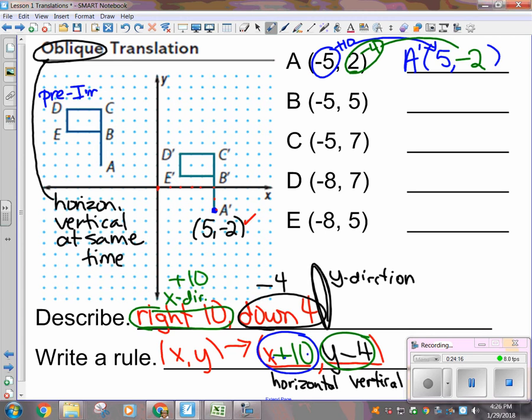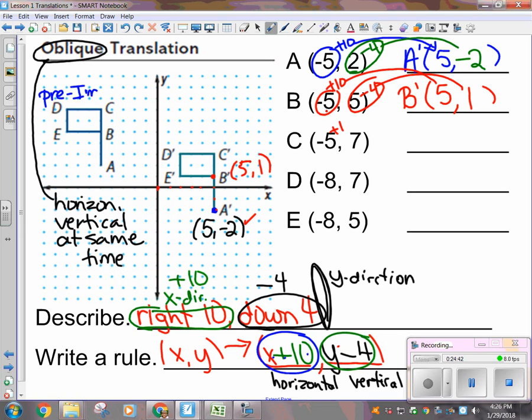So that checks out. For B prime, again, I'm going to follow the rule. What you do to one point, you have to do to all points. Every x, add 10, get positive 5. Every y, subtract 4. 5 subtract 4 gives me 1. 5, 1. Over 5, up 1. Sure enough, that's exactly where B prime is located.